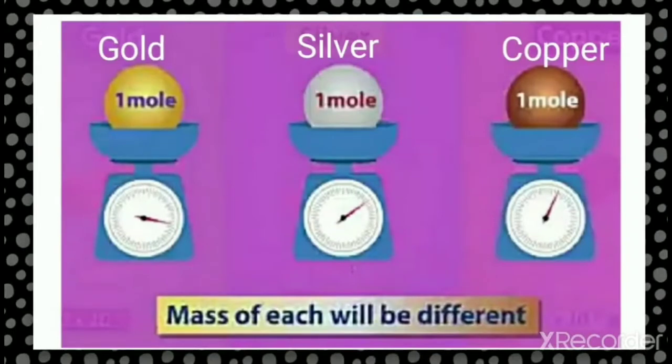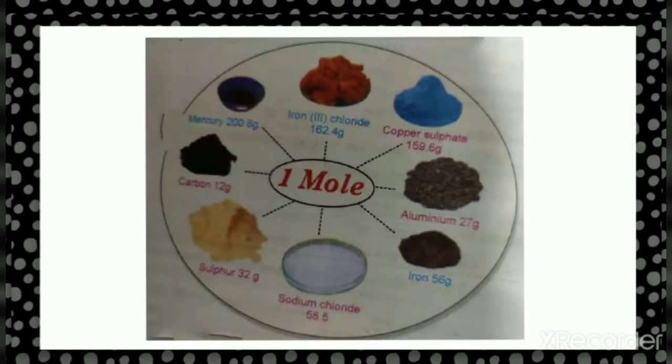And so if we compare the mass of 1 mole of gold, 1 mole of silver and 1 mole of copper, will you find a similar value? No, because the mass of each will be different. They are similar only in terms of number, that is, 1 mole of gold has 6.022 into 10 raised to the 23 atoms. Similarly, 1 mole of silver has 6.022 into 10 raised to the 23 silver atoms. So these show similarity only in the number of atoms, but they do not have the same mass. So the mass of 1 mole of different substances is not the same value.